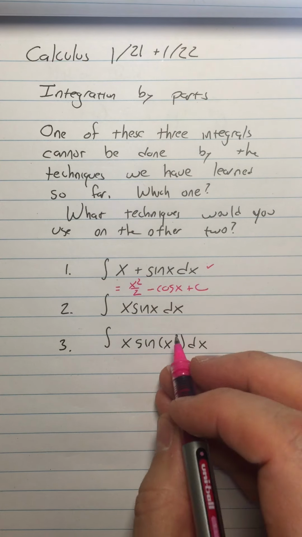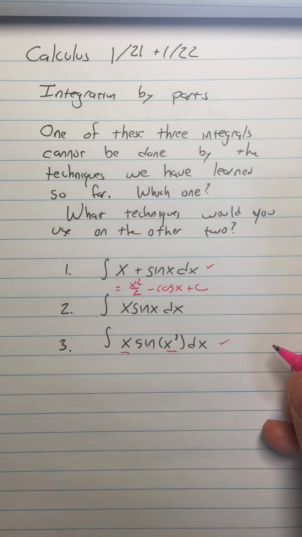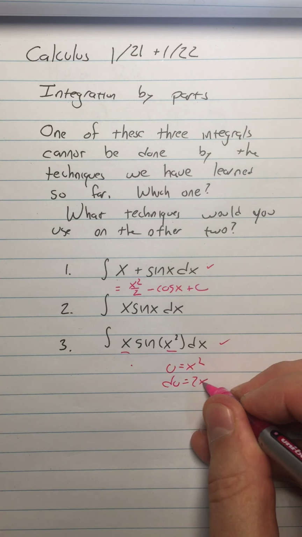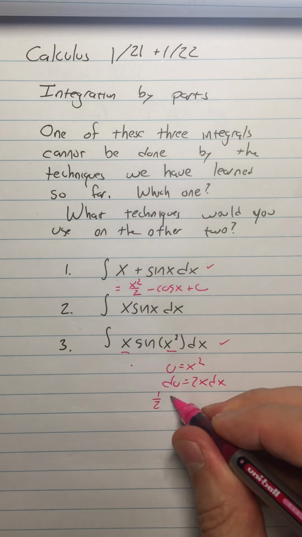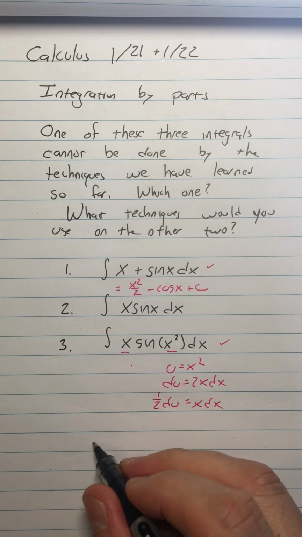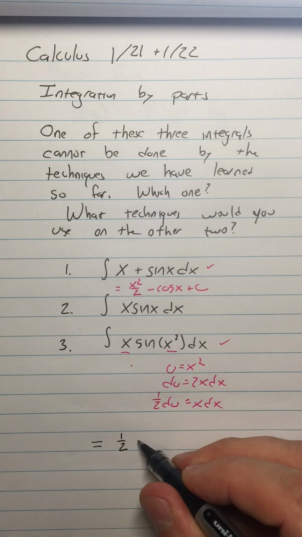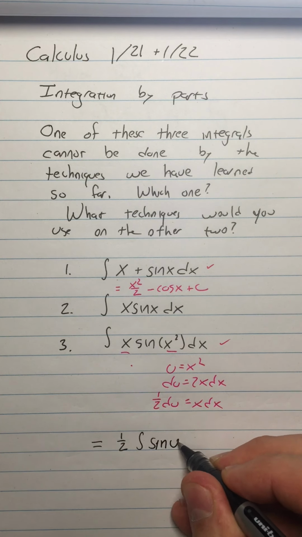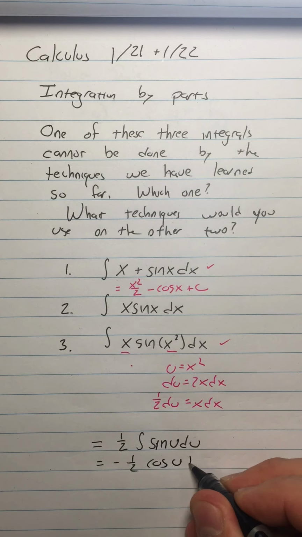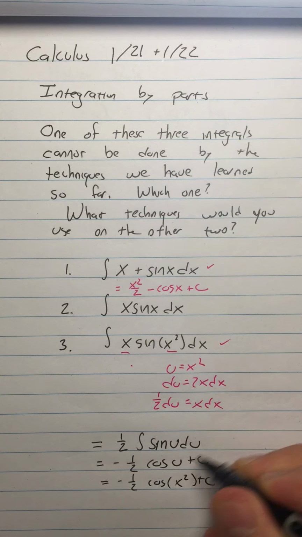This one, because there's an x squared here and an x here, you can do this by substitution. So we do that one by substitution. So you have u equals x squared, du equals 2x dx, 1/2 du equals x dx. This is sort of the minimum you should write for that. And then we'd say that that integral equals 1/2 integral of sine u du, and that equals negative 1/2 cosine of u plus c, and that's negative 1/2 cosine of x squared plus c. So that one you can do.